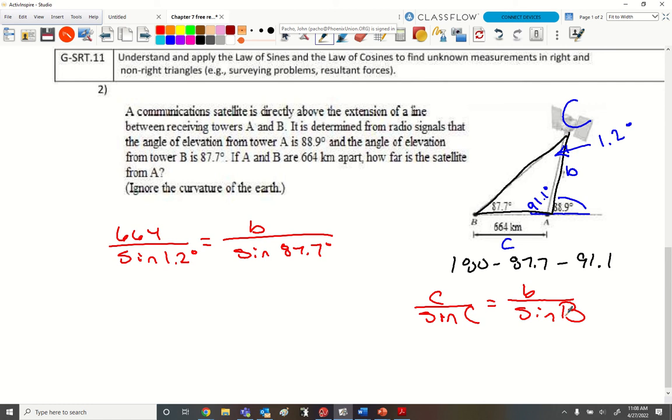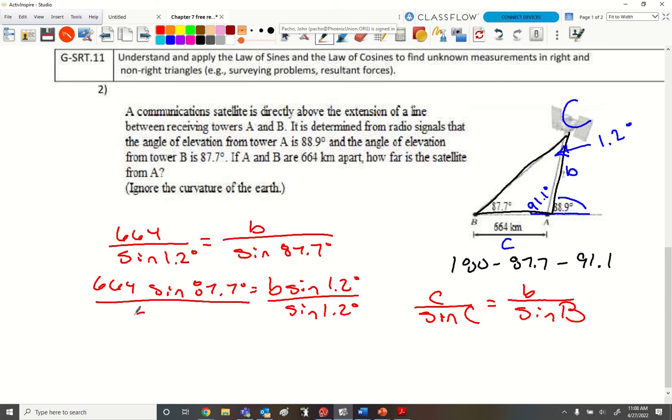Yeah. Okay. All right, cross products again. So I should get 664 sine of 87.7 degrees is equal to b sine of 1.2 degrees. Divide both sides by sine of 1.2 degrees. There we go, those cross out.